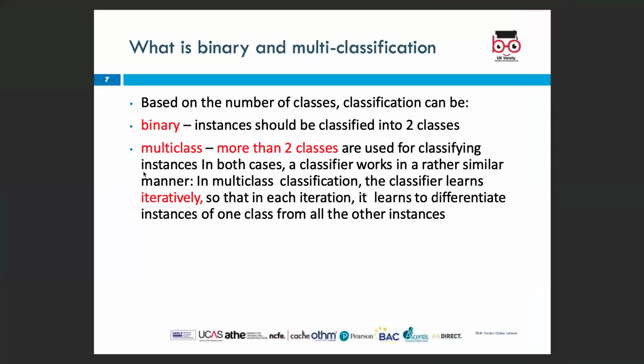So what is binary and multi-class classification? Based on the number of classes, classification can be binary, where instances are classified into two classes, that is 0 or 1, positive or negative. In multi-class classification, more than two classes are used for classifying instances. In both cases, the classifier works in a rather similar manner. In multi-class classification, the classifier learns iteratively so that in each iteration, it learns to differentiate instances of one class from the other instances.